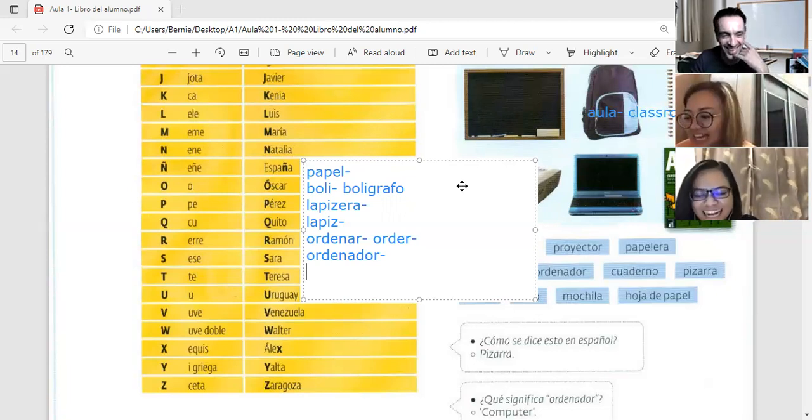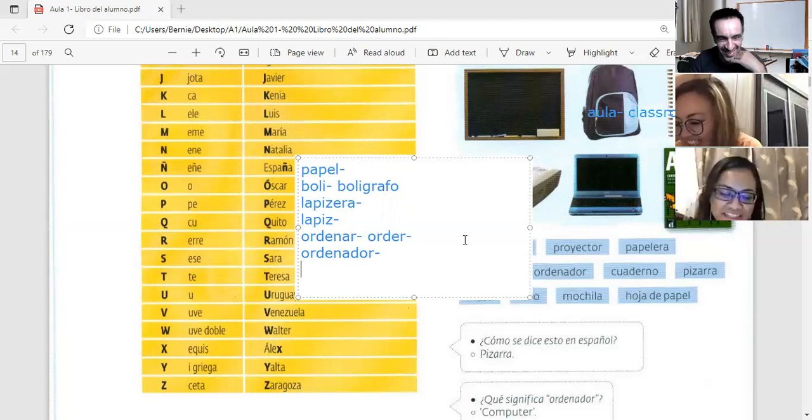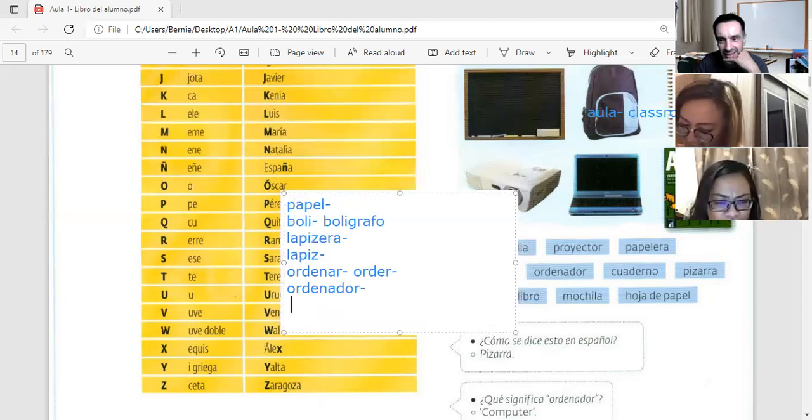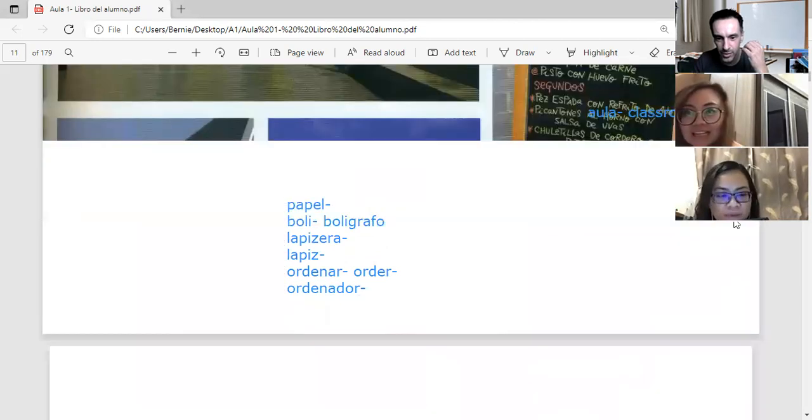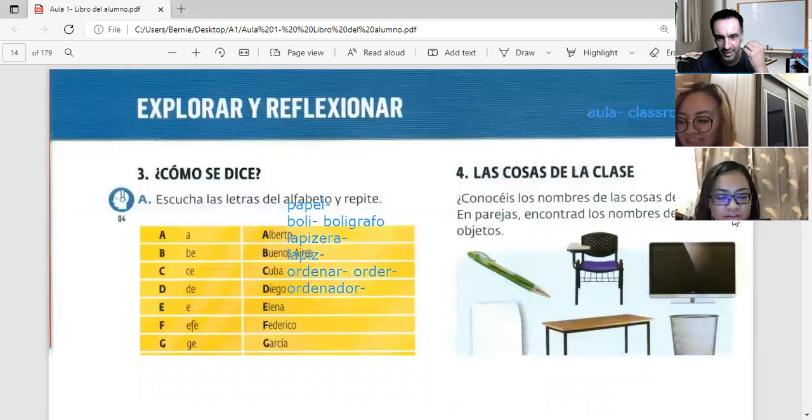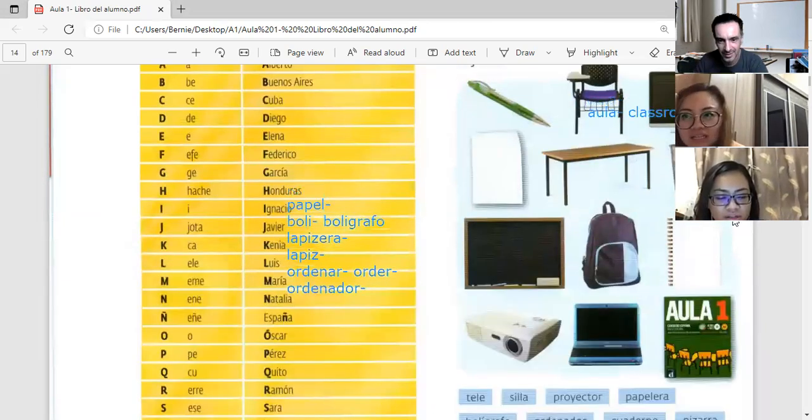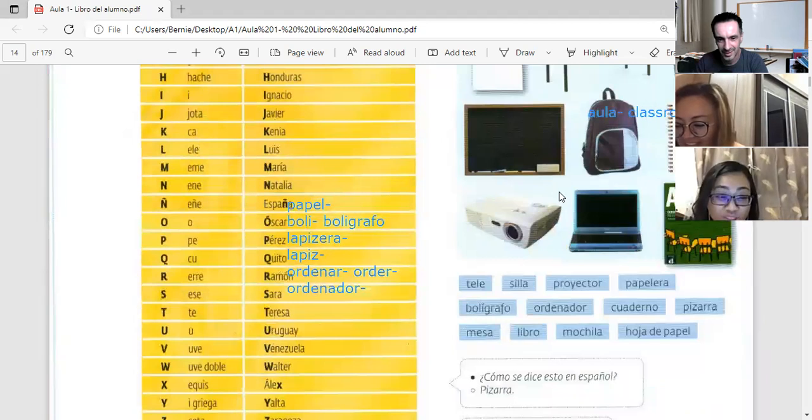Pizarra. Sounds like pizza for me. So sounds like a big pizza. Pizarra. Loretta, what do you think? I don't know. What is the white thing under the pen? Paper? The pen already, the chair already, the TV already, the dustbin already, the computer already, projector already, and then the notebook already. The blackboard. Yeah, the blackboard. Oh, pizarra.